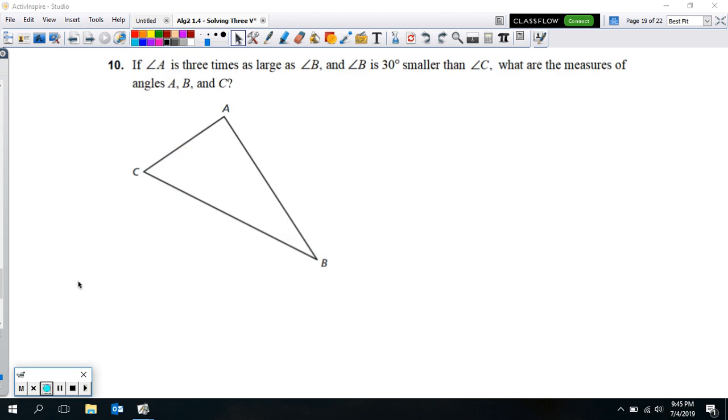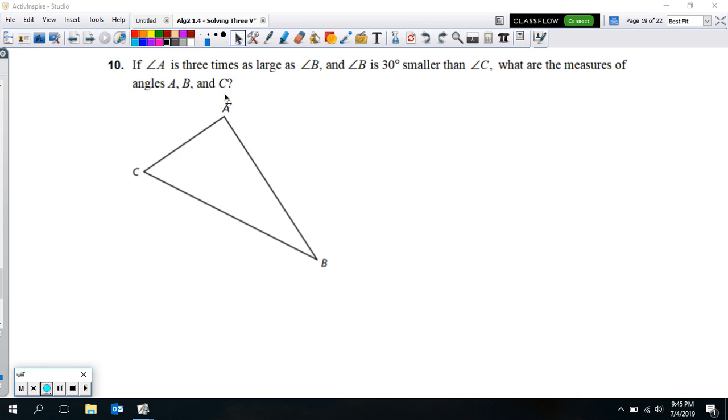Okay, so problem 10 is actually a little bit of a geometry problem, but using systems of equations to help us solve it. It says that if angle A is 3 times as large as angle B, and angle B is 30 degrees smaller than angle C, what are the measures of angles A, B, and C? So there's right there your variables. We're trying to find A, B, and C. When we write in our equations, we'll use A, B, and C as the variables.